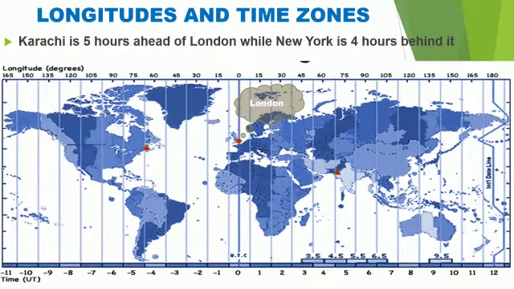Now students, let's explain the longitude and time zone with an example. Now if you look in the figure, London lies at 0 degree, that is prime meridian. Karachi lies in the east of prime meridian, so Karachi is 5 hours ahead of London. Now look at New York. It is in the west of prime meridian, so it is 4 hours behind London Standard Time. In this way, try to work out time zones for other cities and countries on your own.